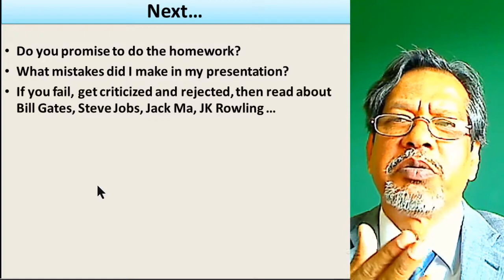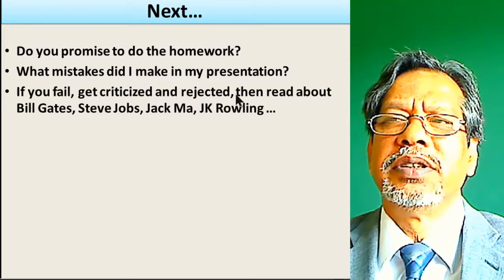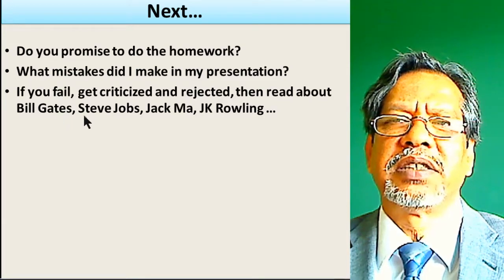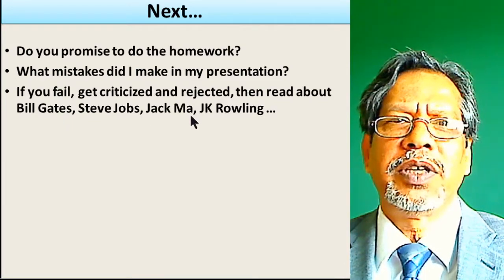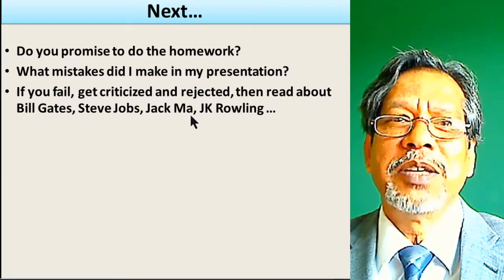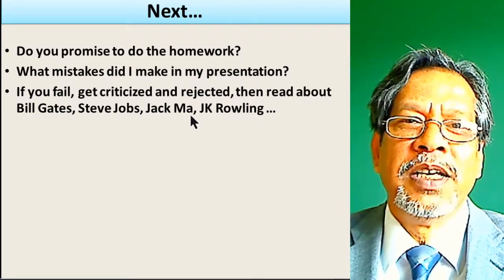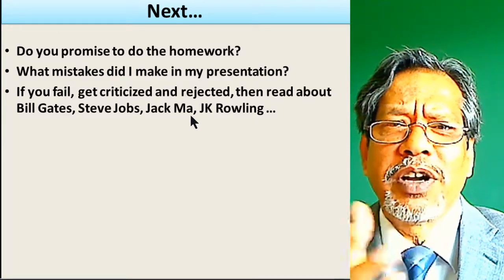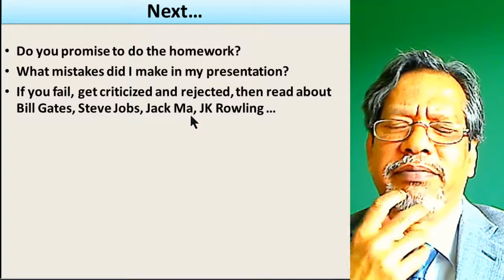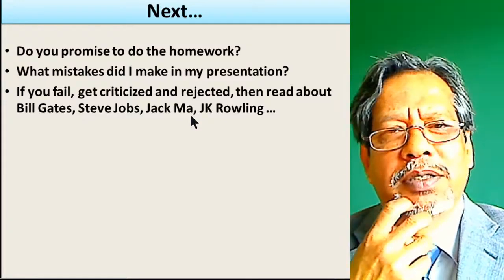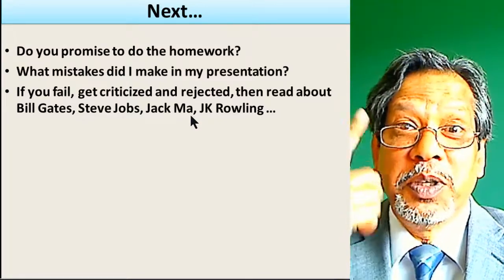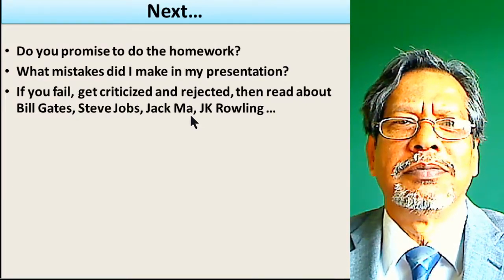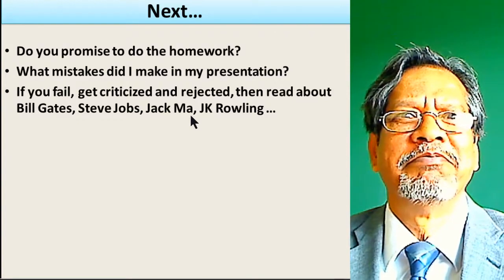If you fail, get criticized or get rejected, then read about Bill Gates' story of his success. Steve Jobs, Jack Ma, J.K. Rowling. All of them have failed many times. People who don't do anything, they don't fail. If you want to climb up a mountain, there's a high chance you're going to fall. If you're walking on a flat path, if you don't have any objective to go up, there's less chance of falling. So if your goal is high, you are going to fall. You are going to fail many times. That's good. It makes you strong. Okay?